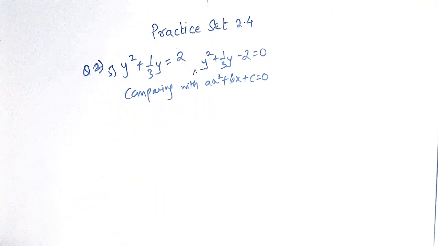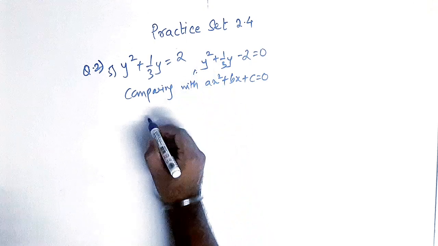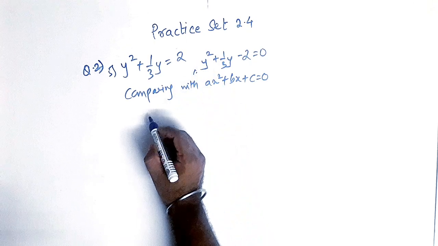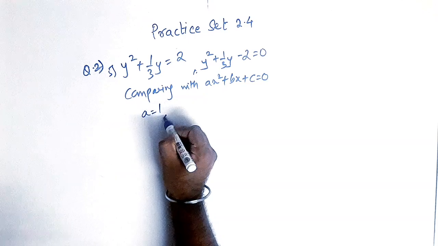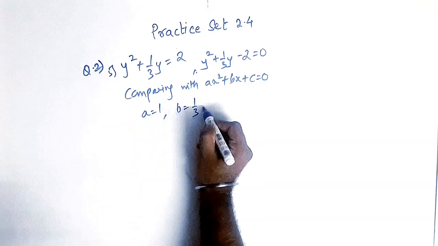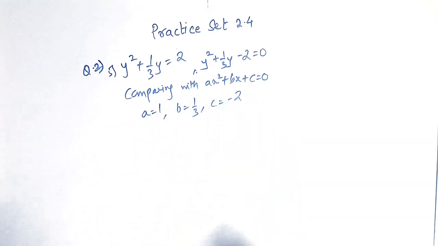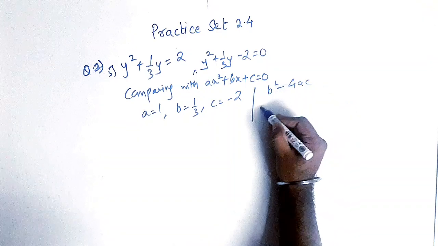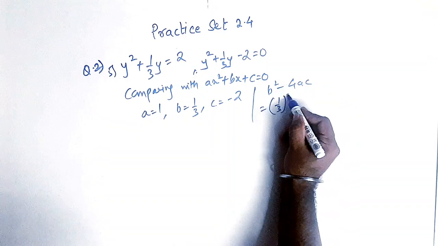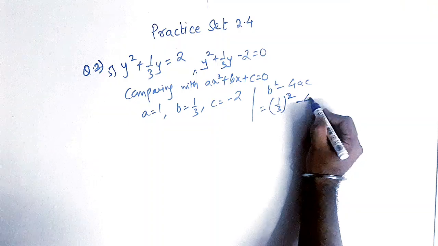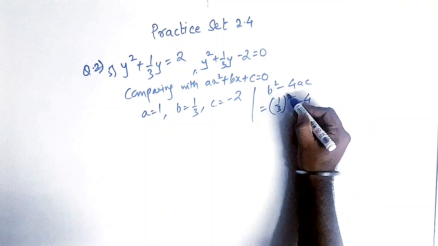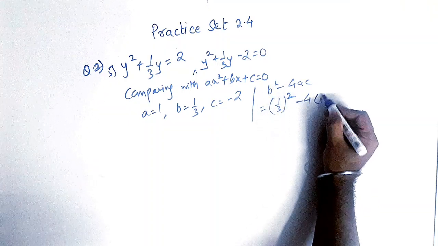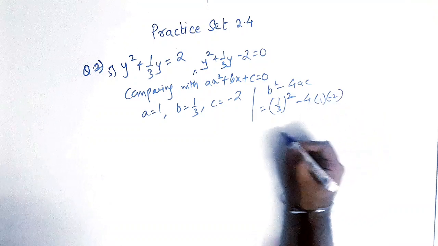Okay, now this y square, so a is 1, b is 1 by 3 and c is minus 2. Okay, so now I'll just find what is b square minus 4ac. b square is this 1 by 3 square minus 4. A is 1, c is minus 2.